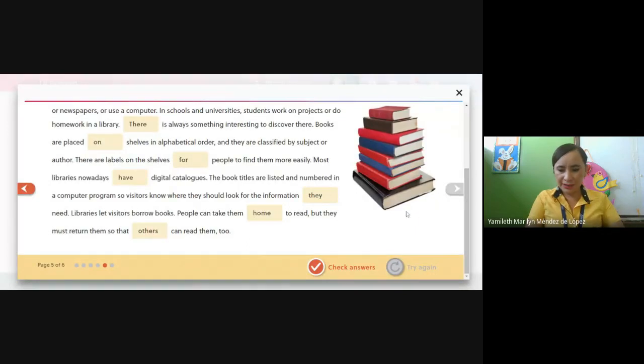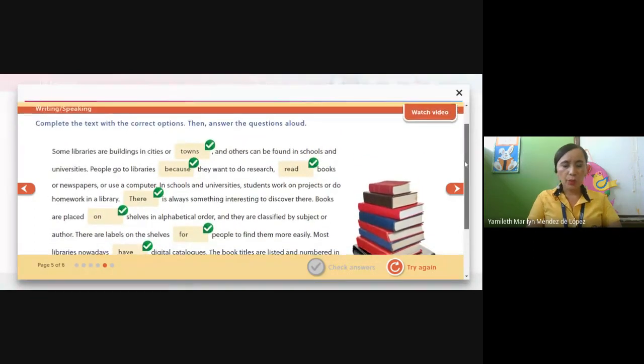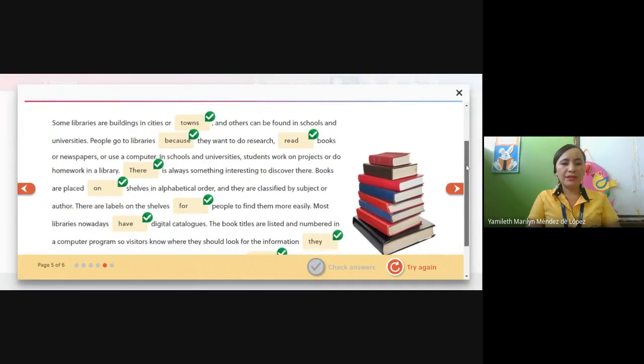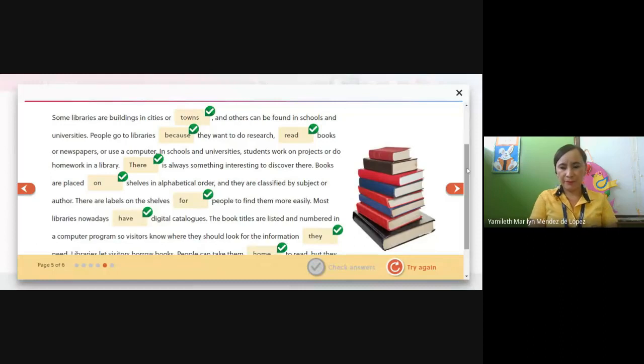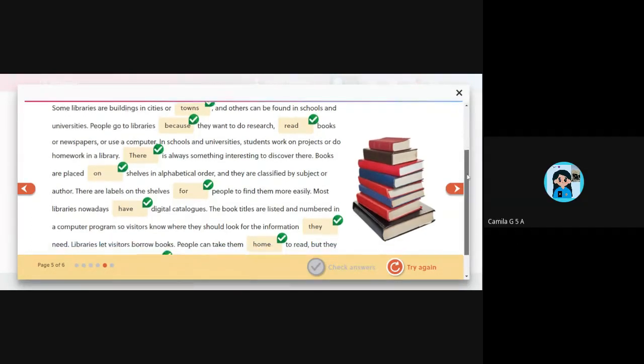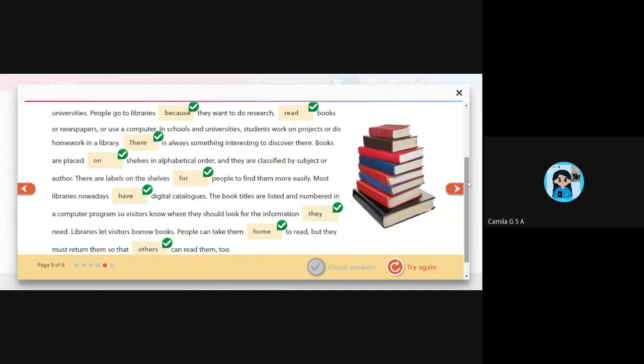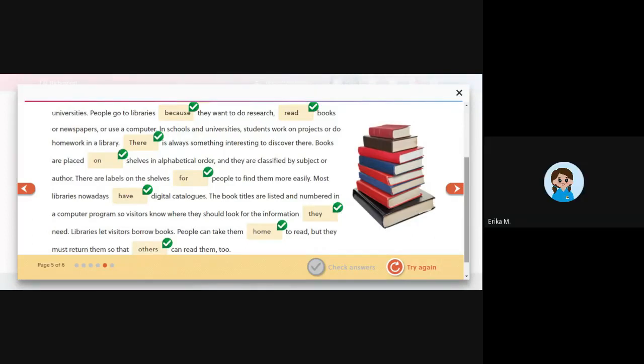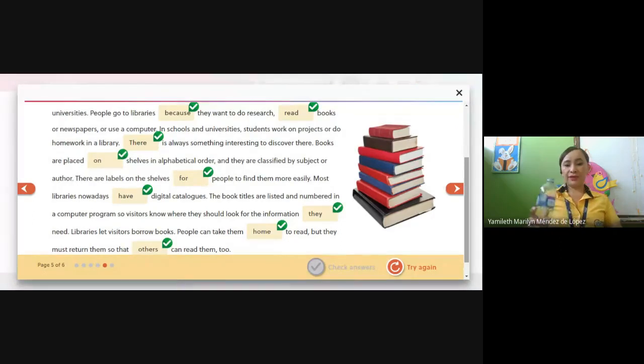Let's check the answers. So, these are the correct options. What you are going to do right now is take notes and complete this activity on your platform. I'm going to give you 1 minute so you can do it. Teacher, can you lower it a little? Yeah. Thanks. You're welcome. Teacher, all the exercises were correct. Very good.